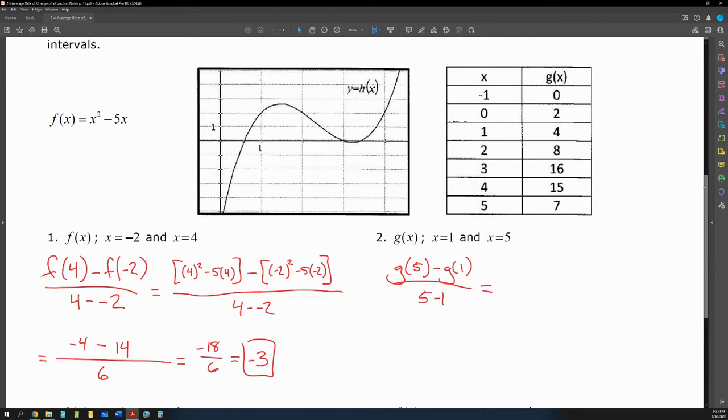To evaluate g of 5, we just look at the table. So we look at where the x value is 5 and what the g of x value is. That answer is 7. Minus g of 1, so that's where the x value is 1. What's the g of x value? 4. And then over the denominator, 5 minus 1 is 4. 7 minus 4 is 3 over 4, and this is our average rate of change. So between x equals 1 and x equals 5, the function increases 3 units for every 4 units increase in x.